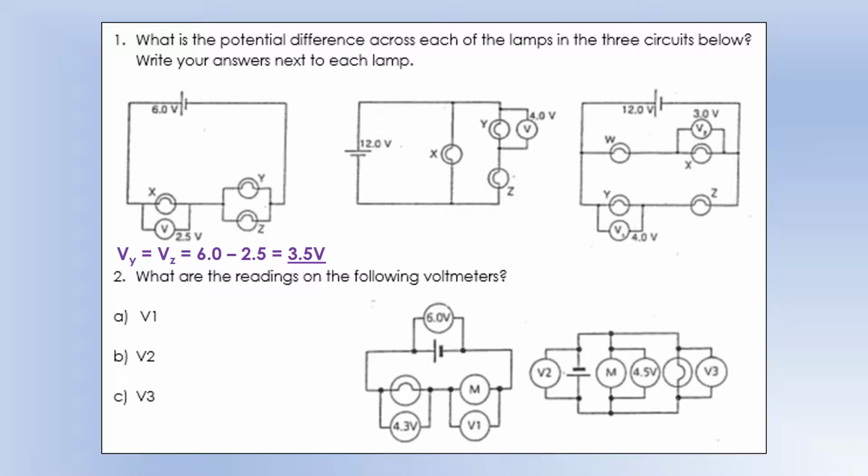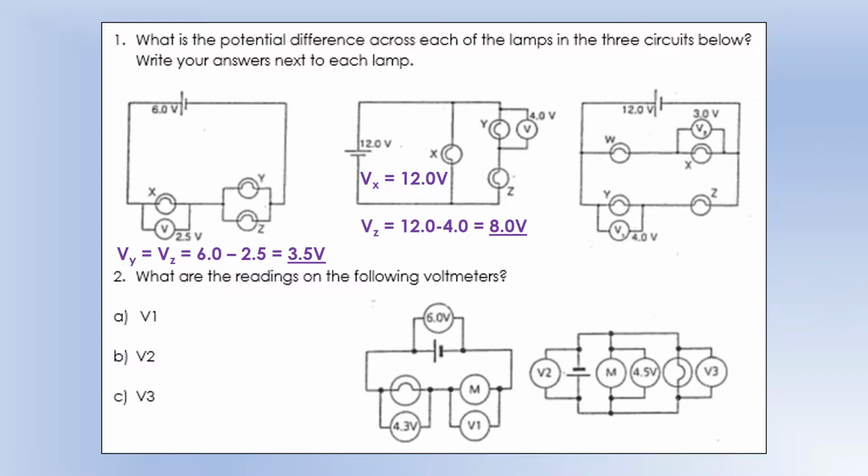Moving on to circuit 2, we've got an EMF of 12, which means that the potential difference across X is going to be 12, because around that loop, potential difference has to equal the EMF. In the second loop, the potential difference of Z is going to be 12 minus 4 gives us 8.